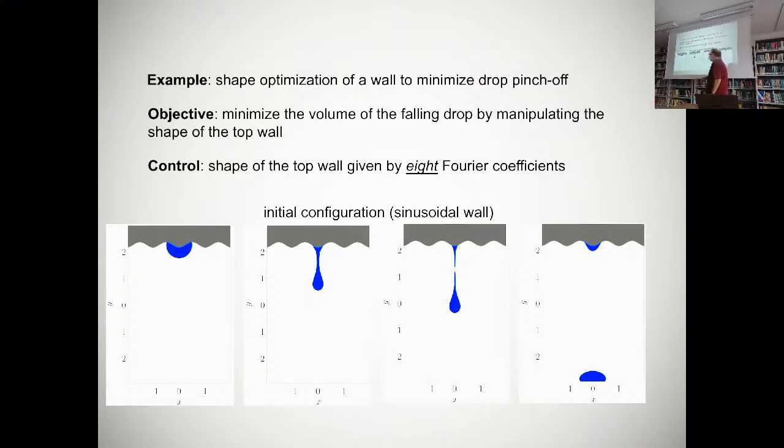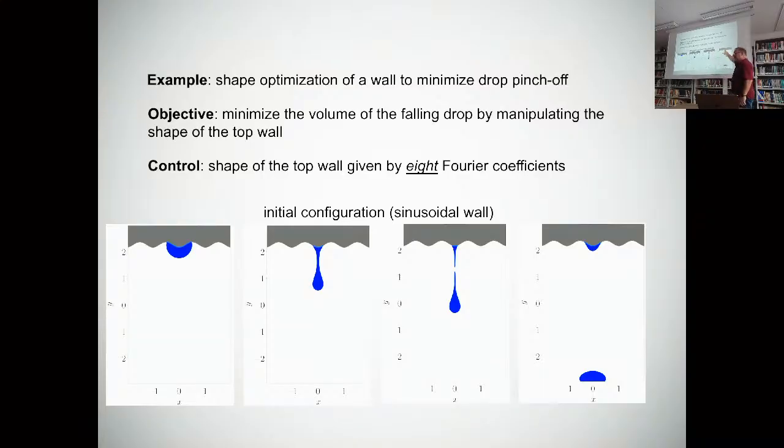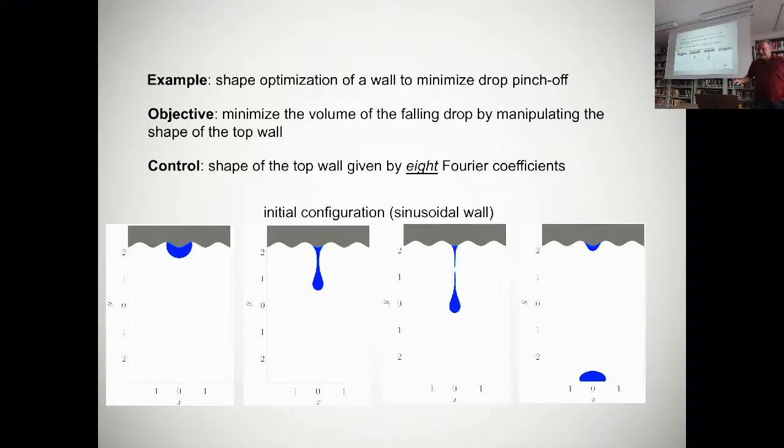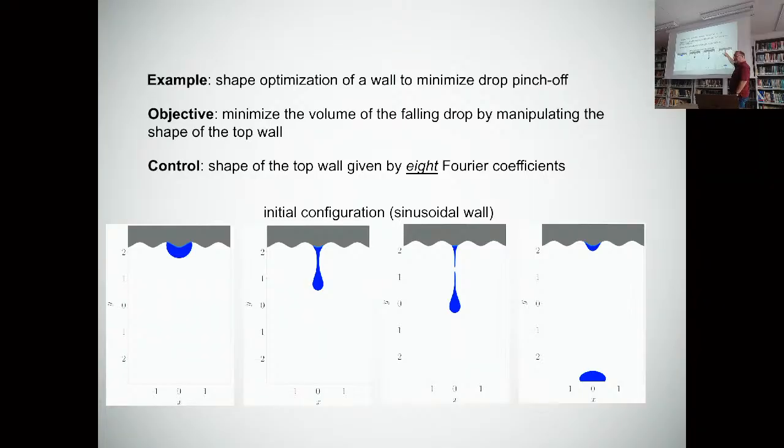With a contact line, everything is calculated. And then, of course, the whole thing forms and drops down. And then you have something that is behind and something that drops down to the floor. And what we want to do is, the objective is, minimize the volume of the falling drop. So we want to have as much as possible hanging out there, hanging on the ceiling, by modifying the shape of the ceiling. Is there a better shape than just sinusoidal?